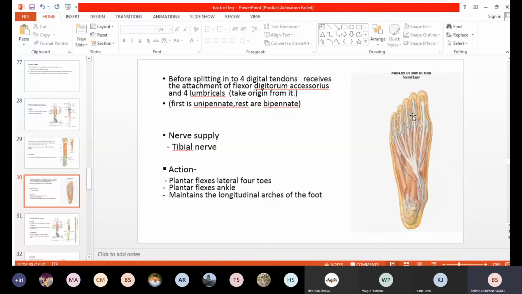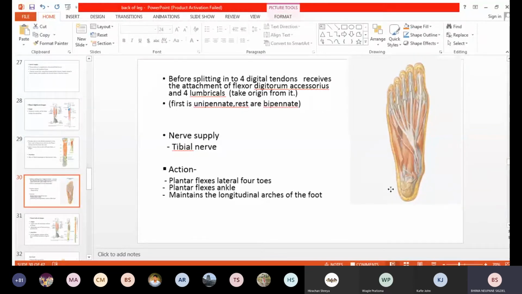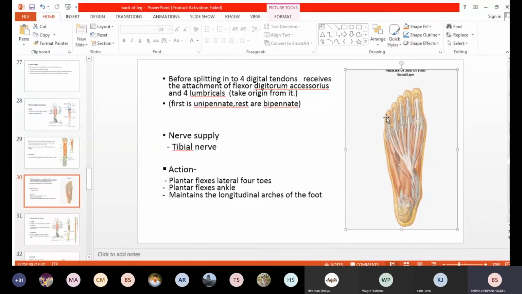They go till the distal phalanx. It crosses the ankle joint, so the action is at the ankle joint and also at the toes. That is plantar flexion. Now you have to remember plantar flexion of the lateral 4 toes. This plantar flexion of these 4 toes is done by the flexor digitorum longus, along with plantar flexion at the ankle joint.